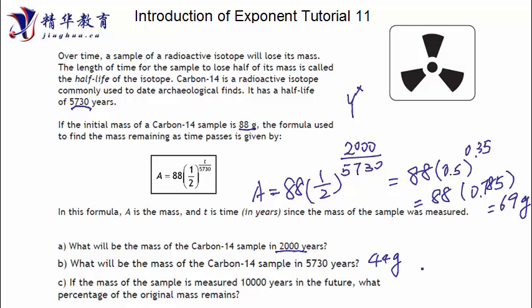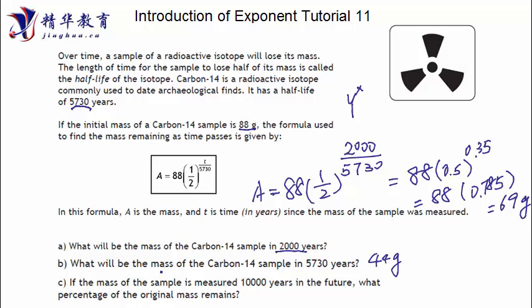So if we want to calculate, how do we do that? It's 5,730 divided by 5,730 equal to 1, right? So one half to the power of 1 equals one half. So 88 times one half is 44. That's it. Okay? It's not hard at all, right? Good. All right, the next one.